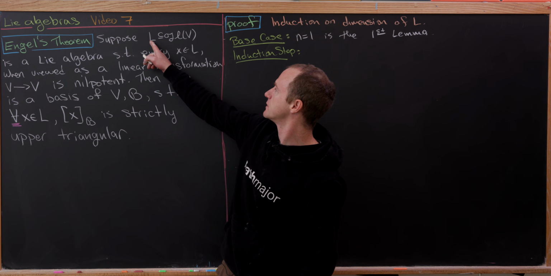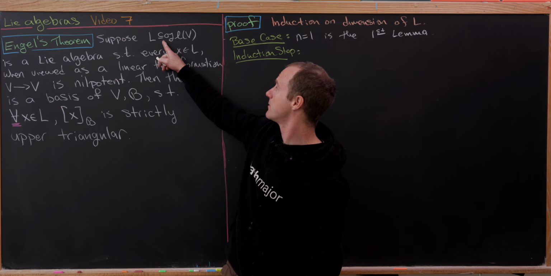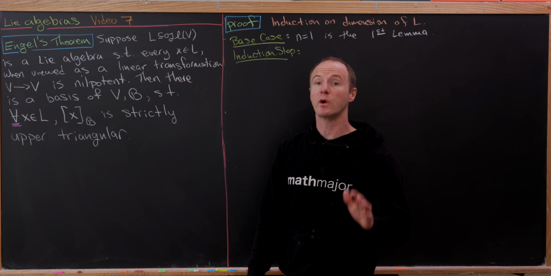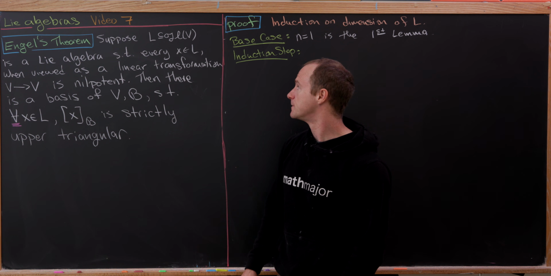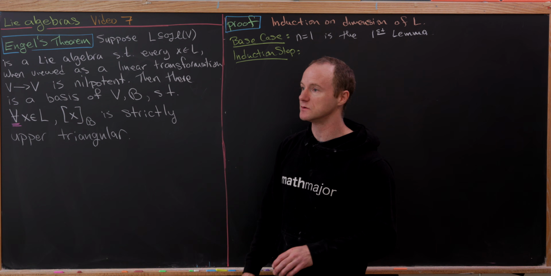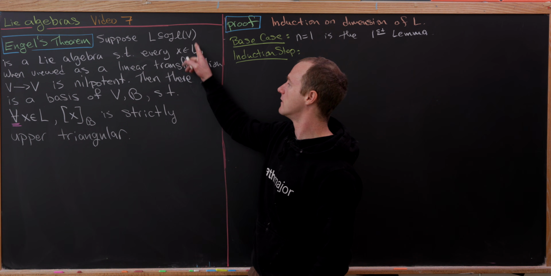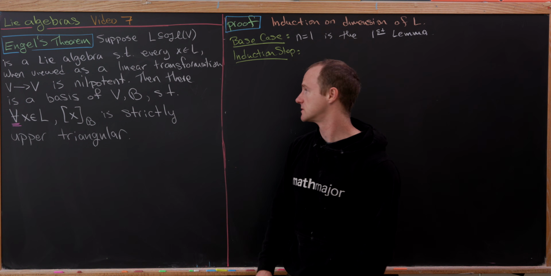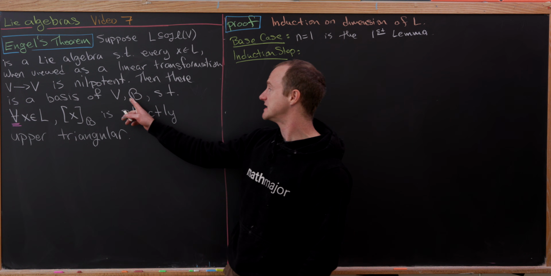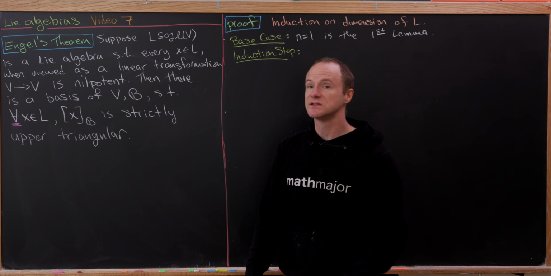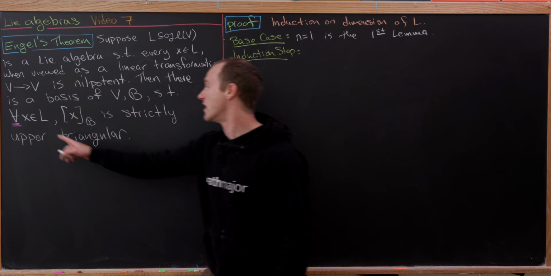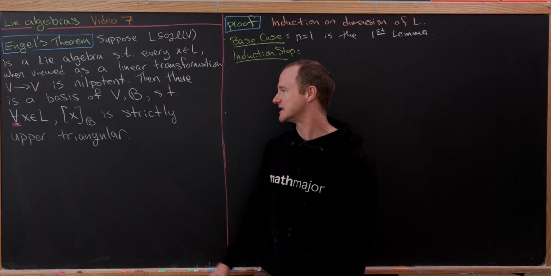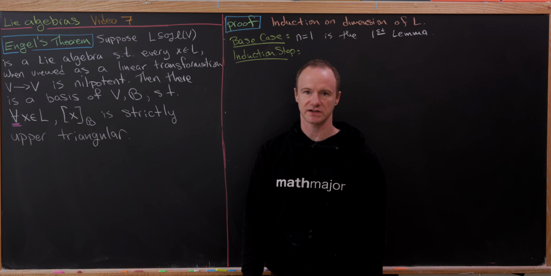We want to suppose we've got a Lie algebra, which is a subalgebra of the Lie algebra of linear transformations of a vector space V, where V is finite dimensional. And then we also want to suppose that every element of L, viewed as a linear transformation from V to V, is nilpotent. Then we can get a basis B of V such that the representation of every element of the Lie algebra within this basis is a strictly upper triangular matrix.